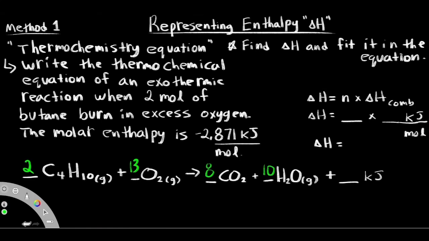Representing enthalpy. There are four methods to represent enthalpy. The first method is through a thermochemical equation. We just find the delta H and fit it into that equation. First, like always, create a balanced chemical equation. I balanced it for you.